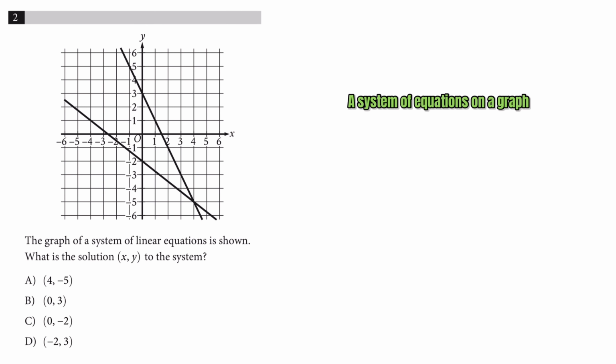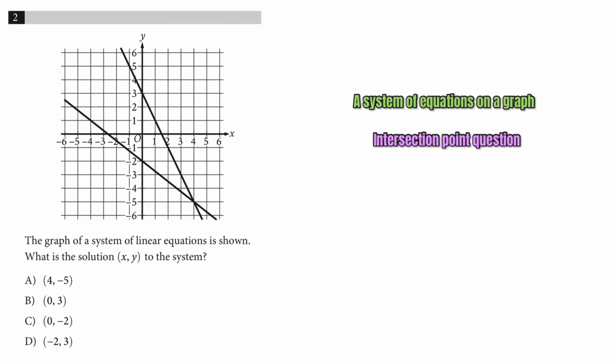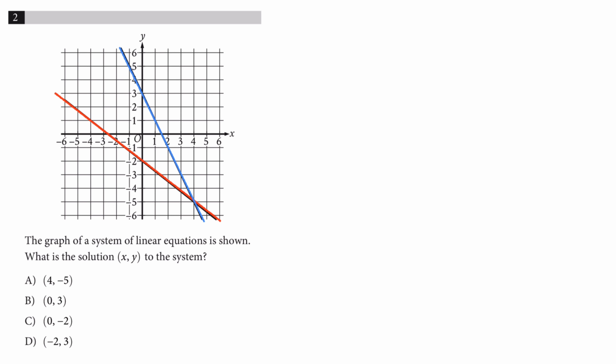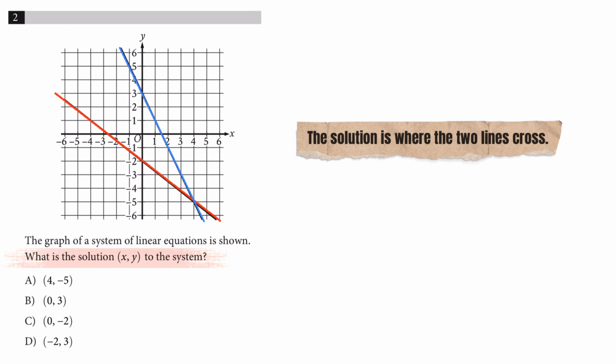Next up, a system of equations on a graph. This is a classic intersection point question. We're shown two lines on a graph, and we need the solution to the system. Remember, the solution is where the two lines cross. Looking at the graph, they intersect at 4 and -5.